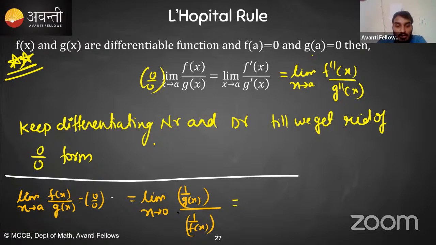Put x equal to a. What will you get? 1 upon g of a. g of a is 0. So 1 upon 0, infinity upon infinity. Right? So L'Hopital rule you can apply for the infinity upon infinity and 0 upon 0, because we can convert the 0 by 0 form into the infinity upon infinity form. So that's why the L'Hopital rule is applicable for both 0 by 0 and infinity upon infinity. Is this clear or not?